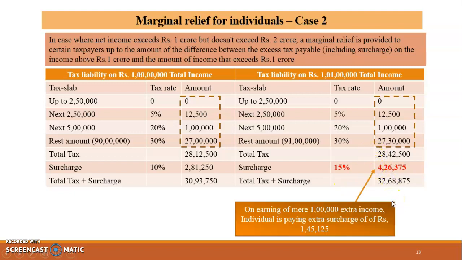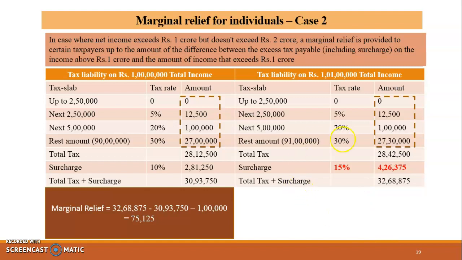Now again there is an abnormality: just because he is earning 1 lakh of extra income, he has to pay an extra surcharge of 1,45,125, which is really very unfair to the individual, right? Because this surcharge amount is higher than the increase in taxable income. So now you will again provide the marginal relief. Marginal relief will be total tax plus surcharge, 32,68,875 minus 30,93,750, minus the additional income, that is 1 lakh in our case. So this is the marginal relief.